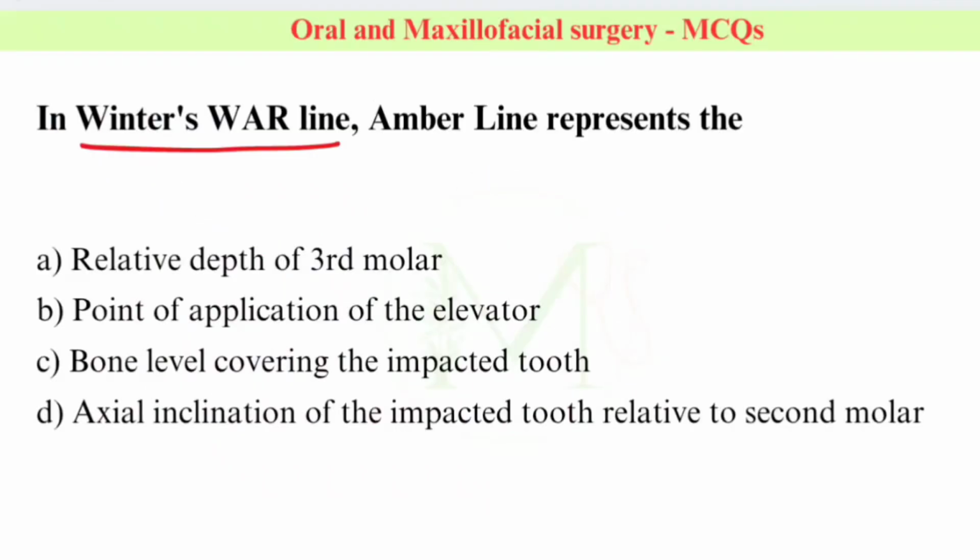Now with the help of that knowledge, we can say correctly that in Winter's WAR line, the amber line represents the bone level covering the impacted tooth. Point of application of elevator is the red line. Relative depth of third molar is again the red line. Axial inclination of the impacted tooth related to the second molar is the white line.